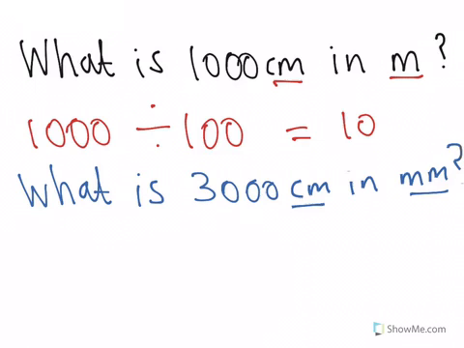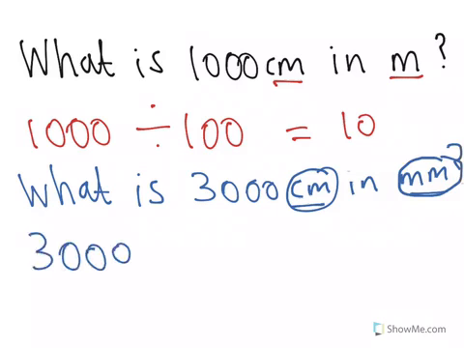We then ask ourselves the same question. Are we timesing by 10? Or are we dividing by 10? Is our answer going to get bigger or is it going to get smaller? In this case, it's going to get bigger because we're going from the bigger unit, which is centimetres, to the smaller unit, which is millimetres. So there's going to be more of them. So we times by 10.